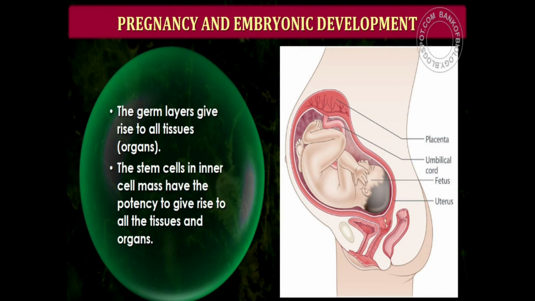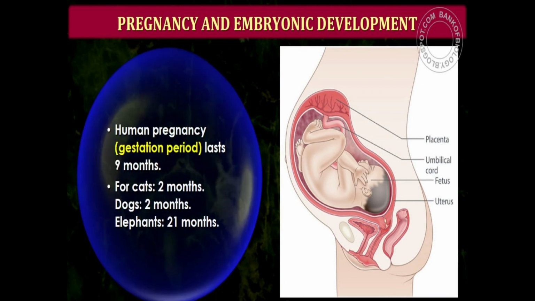One more thing: as we have studied in spermatogenesis, type A cells are called stem cells, meaning they have the capacity to replicate themselves, right? Here also, the inner cell mass of the embryo, that is the blastocyst, we have studied. Inside, at the corner, there will be an inner mass of cells. These inner cells also act as stem cells. They have the potency to give rise to all the tissues and organs. This is an important point.